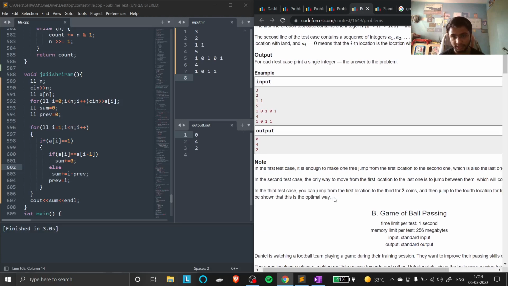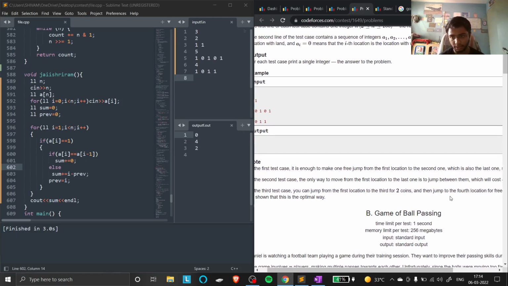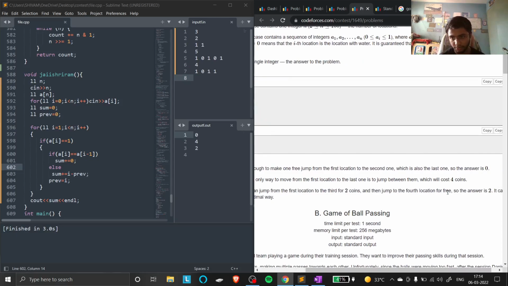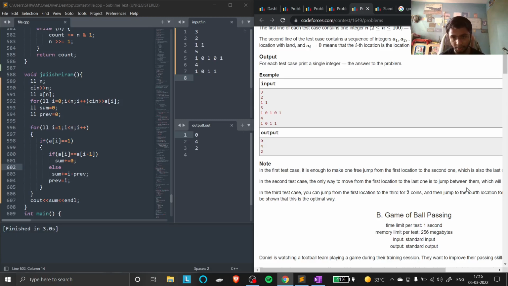In the third question, you can jump from the first location to the third for 2 points, and then jump to the fourth location for free. I jumped to the third position spending 2 points, then from third to fourth for free. So the answer is 2. It can be shown that this is the optimal way. That's the greedy approach: always search for the best optimal way.